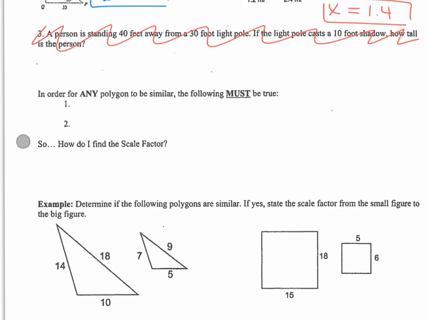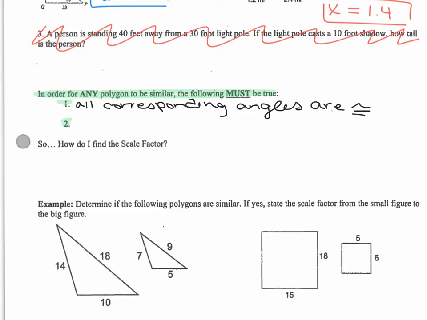So let's talk about what it means for something to be similar. In order for a polygon to be similar, two things have to be true. What are those two things? Well, all corresponding angles are congruent. All my angles have to be congruent. What about my sides? If my shapes are similar, do the sides have to be congruent? No, because that would mean they're congruent.